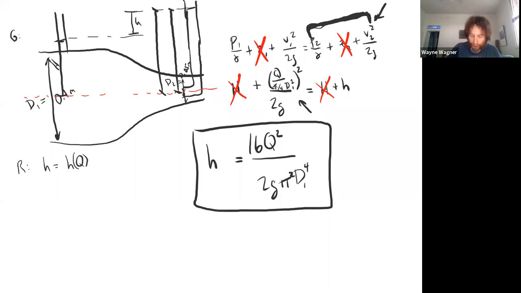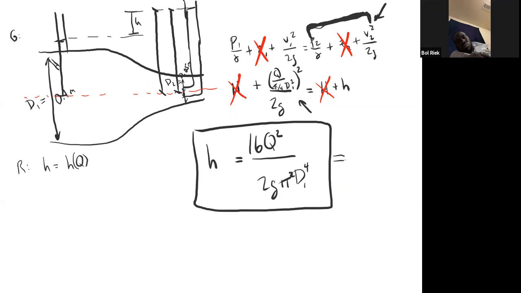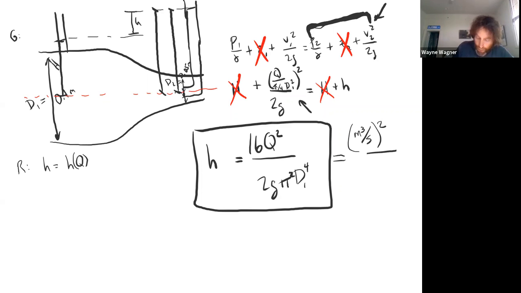And then of course it's moments like this where I usually check my units. It's a fairly quick thing. So I've got Q squared, so that's meters cubed over seconds squared. What I want to do is make sure that all of this gives me a meter right here. G is meters per second squared, and then D to the 4th is meters to the 4th. So I've got meters to the 6th over seconds squared on top, over meters to the 5th over seconds squared. So we look good, right? That's just a check.